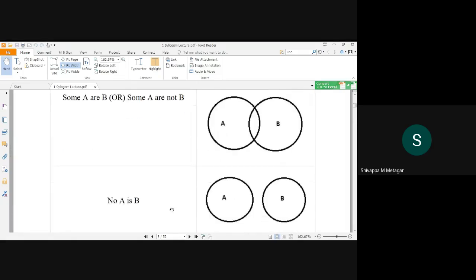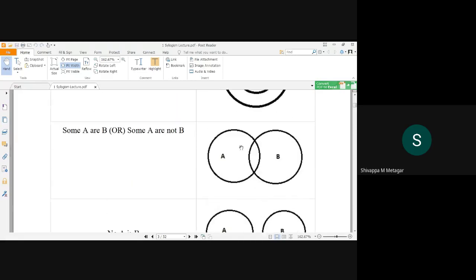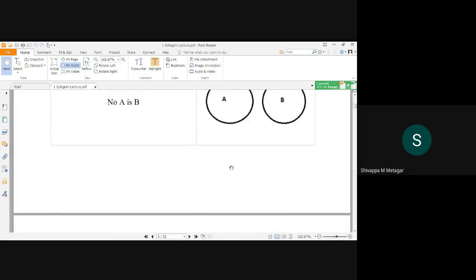And then, no A is B. How do we represent it? No A is B means A is independent of B. Both circles are independent of each other. By using these three concepts, we can easily solve the syllogisms. Now let us go to the problems.